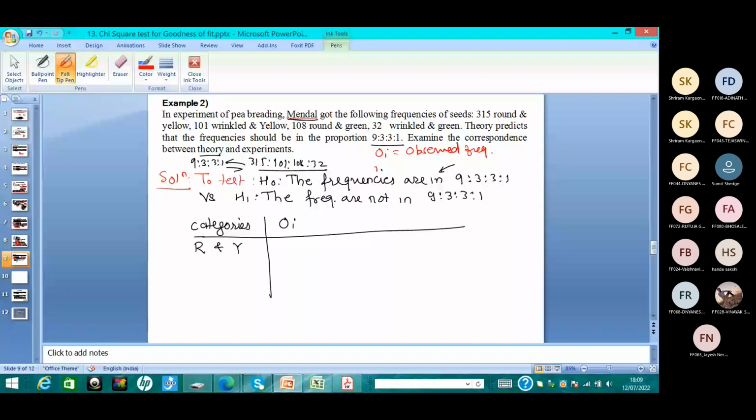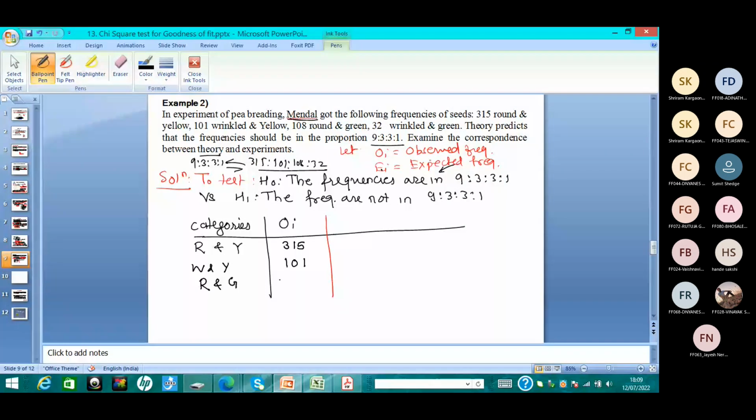Expected frequency. Now OI means observed frequency, right? Now the second category, round and yellow, its observed frequency is 315. Now wrinkled and yellow, so it is 101. Then round and green, this is the third category, so R and G, this is 108.